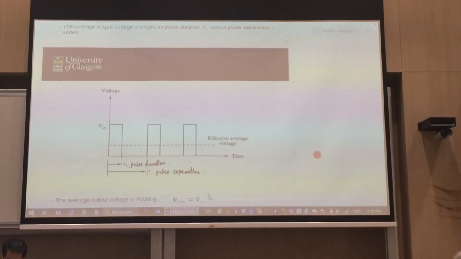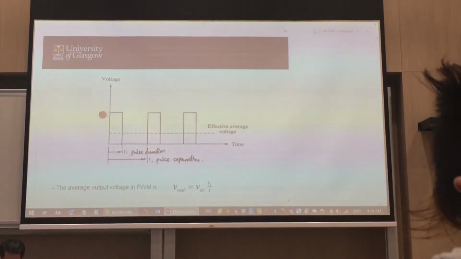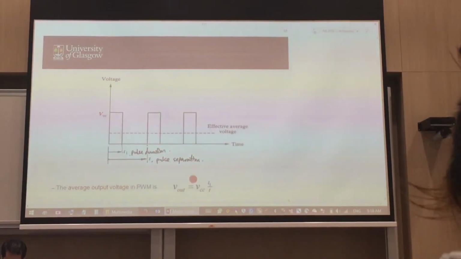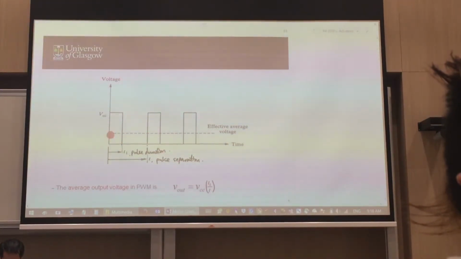So you can see the output voltage, right? This one is your maximum VCC voltage. The output voltage will be taking that T1, which is the power separation, divided by T, that's the power separation. Taking that ratio, multiplied by your VCC, that is your effective average voltage, which is represented by this dotted line.